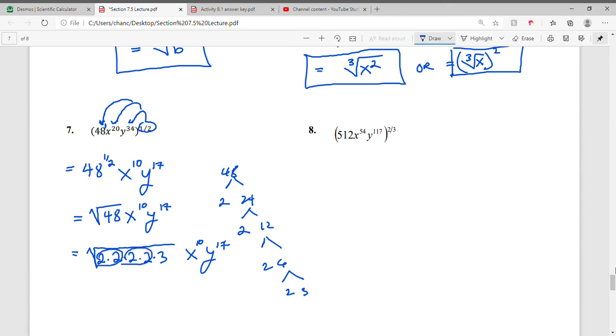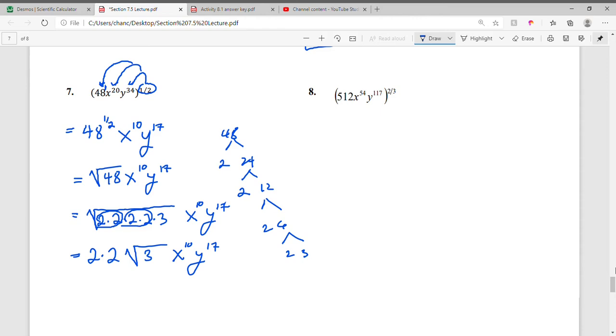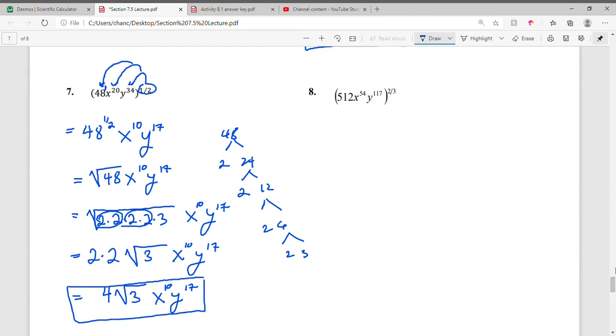So I have 2 times 2 in the front, which I can replace with 4 in the next step. We have x to the 10th, y to the 17th. So this is our final solution. We can multiply the 2 times 2. That's 4 with the square root of 3 left on the inside, x to the 10th, y to the 17th on the outside. This is our solution for 7.